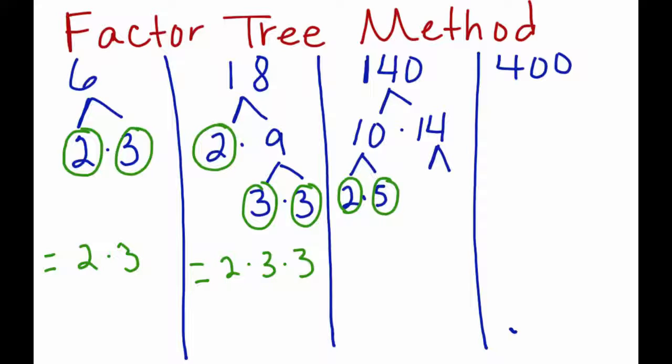14. What are the factors of 14? 2 times 7. And both are prime, so I'm done. So the prime factorization for 140, put them in numerical order, and so that'll be 2 times 2 times 5 times 7.